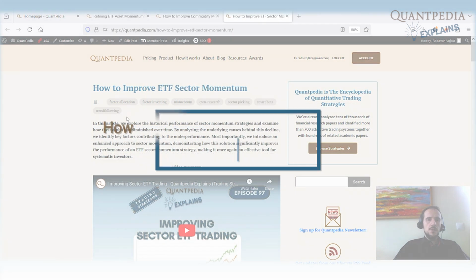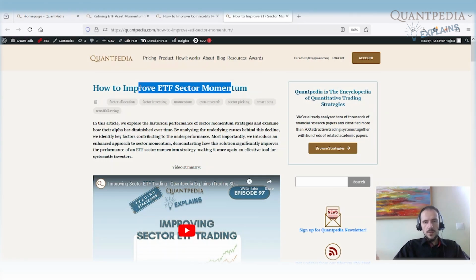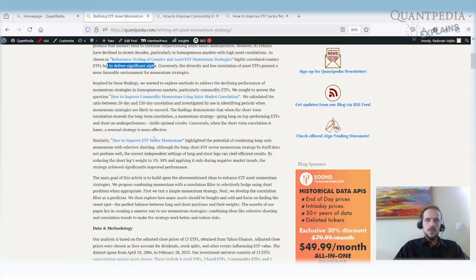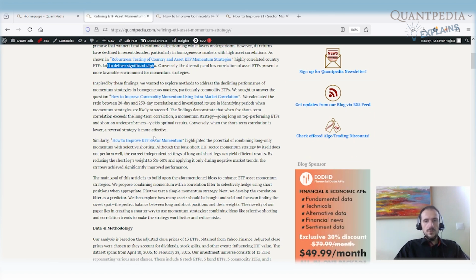Then we had another article, How to Improve ETF Sector Momentum. Momentum in the sectors is also very hard to use because the sectors are usually highly correlated. In the improved ETF sector momentum strategy, we try to selectively short part of the investment universe as a hedge, and it improved our risk to return ratios. So these are our ideas. And in this article we will try to use all of these ideas together, and we will try to improve the ETF asset momentum strategy.